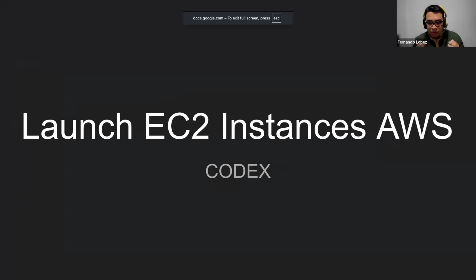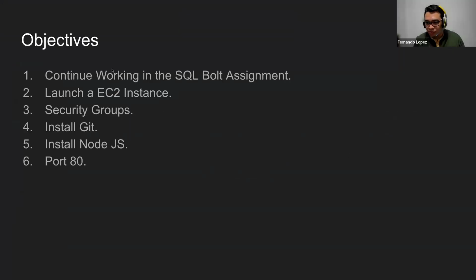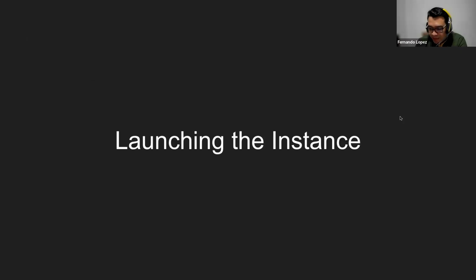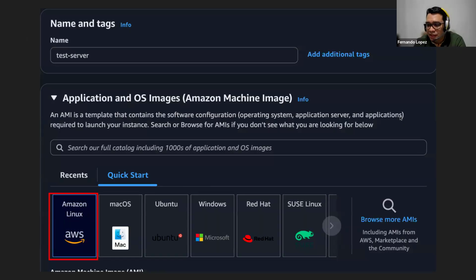For today, we're going to launch an EC2 instance. We're going to understand what an EC2 instance is today, and we're going to manage some new topics here. For example, what is a security group? We're going to be talking about port 80. We're going to learn how to install Git and Node.js in our EC2 instances today. So I have some slides prepared for you, and these are the steps that you need to follow if you want to launch an instance.